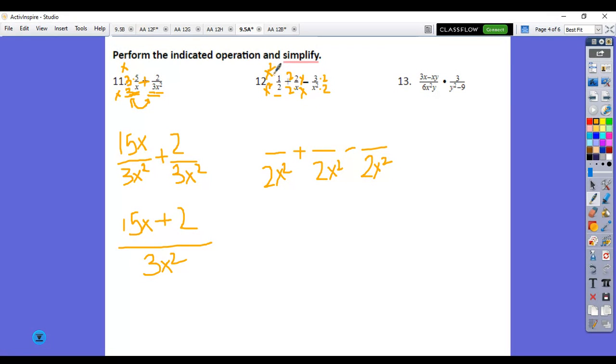Then if I take x squared times 1, that's x squared. 2 times 2 times x is 4x. 3 times 2 is 6. So now I have a common denominator of 2x squared, and I get x squared plus 4x minus 6. And I have no like terms, so I just leave it as my final answer.